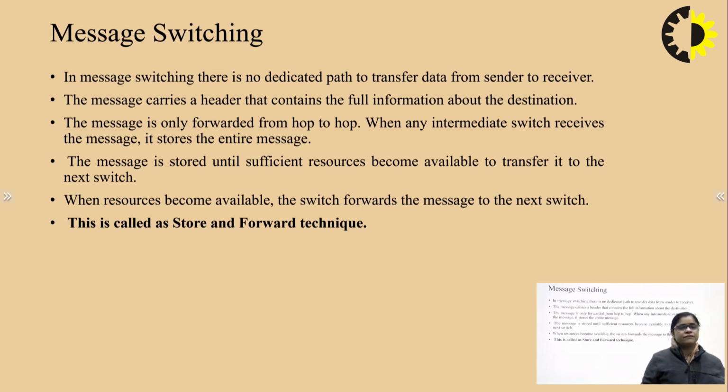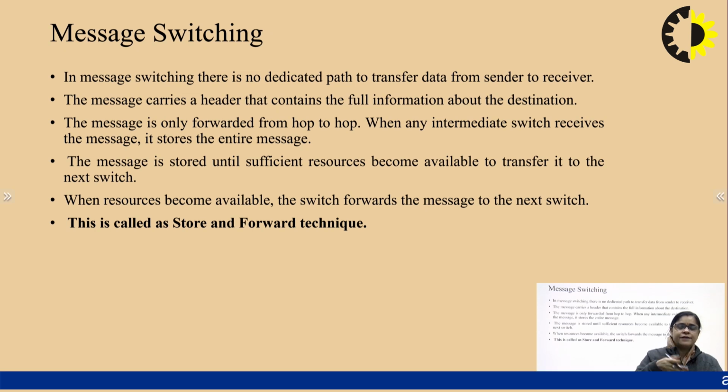But in terms of networks, we say that when we are transferring our data through email, there is no dedicated path, right? For example, if I want to send a mail to my friend, that email automatically contains the full information about the destination, right?